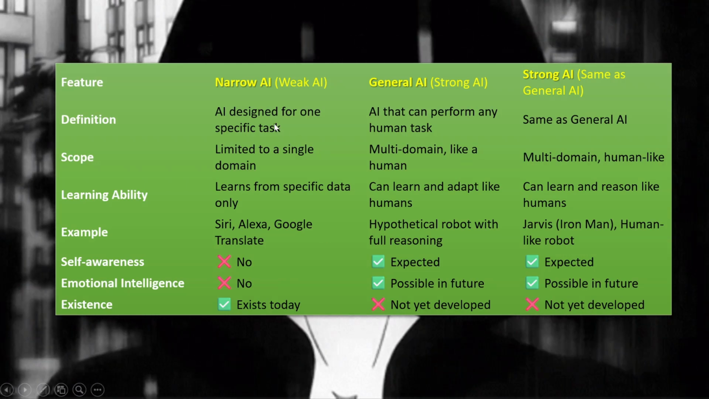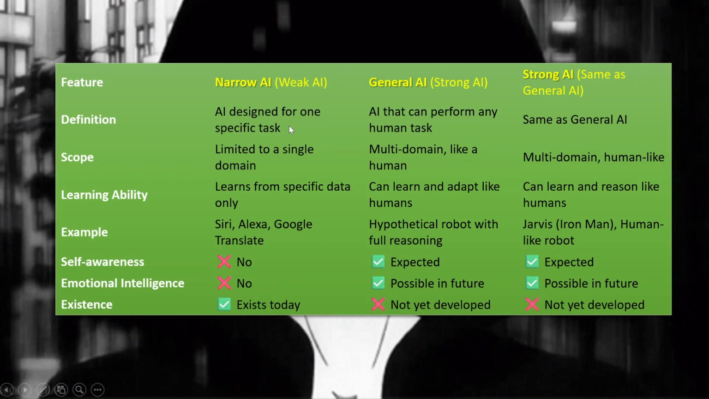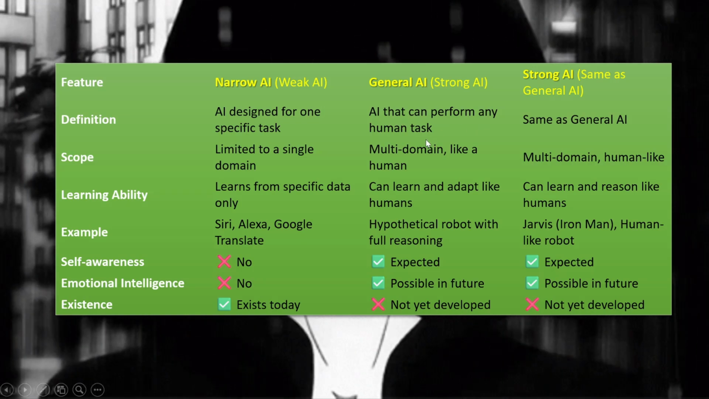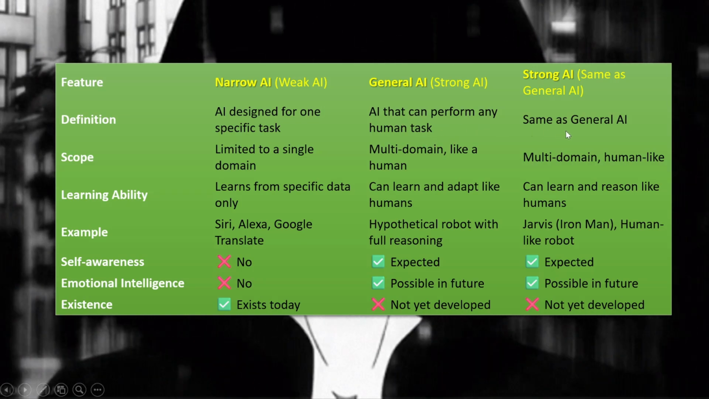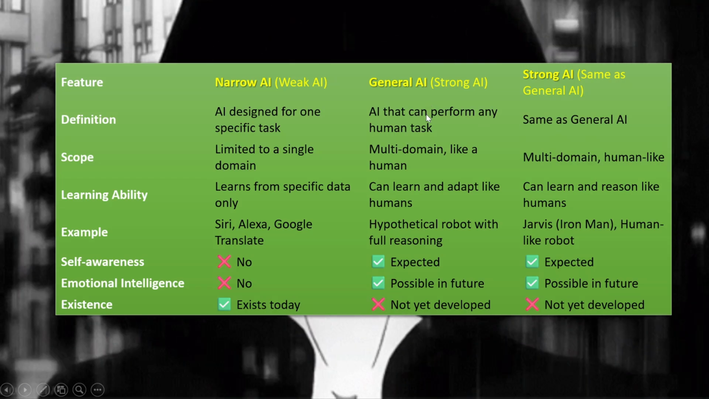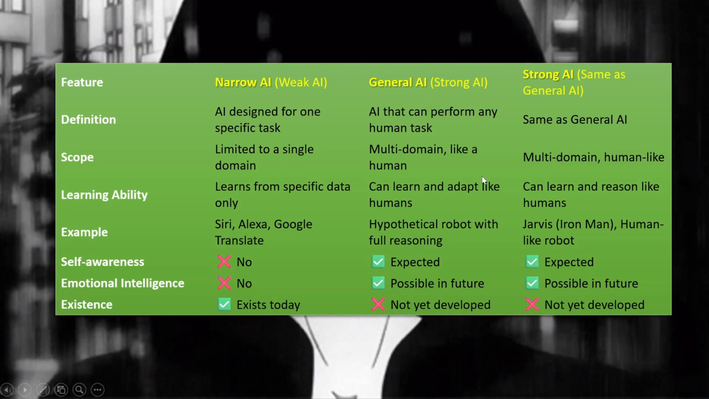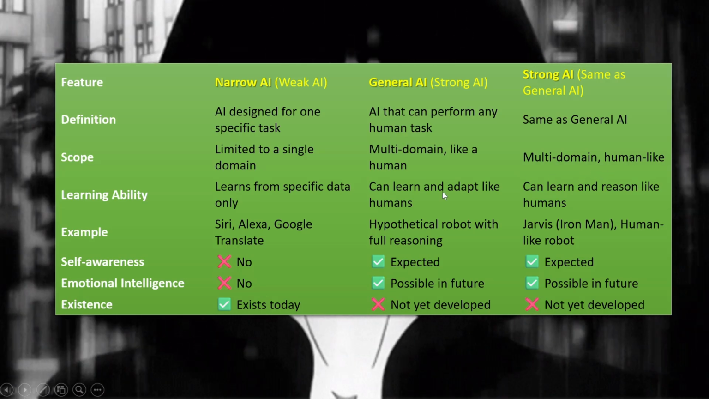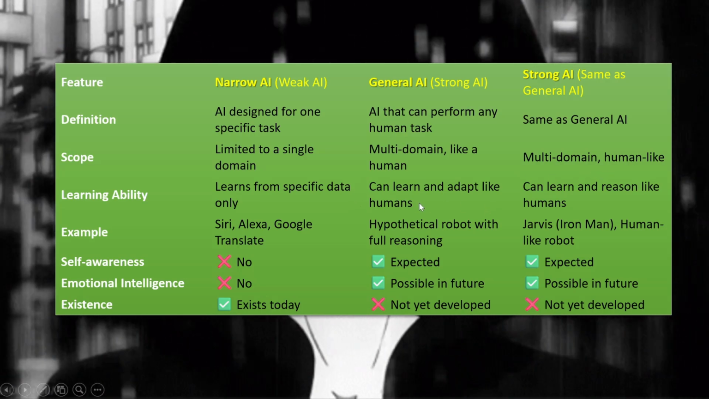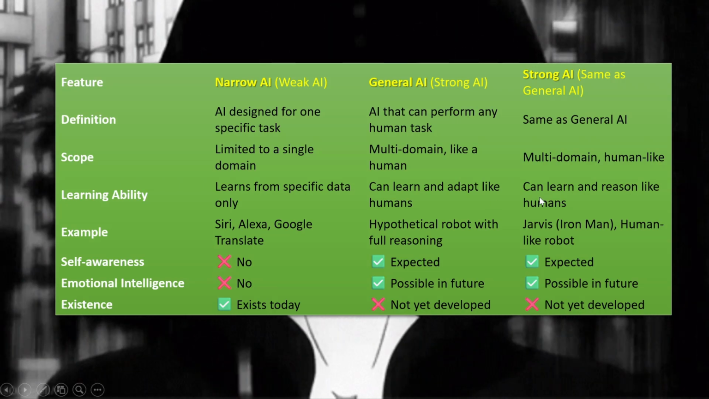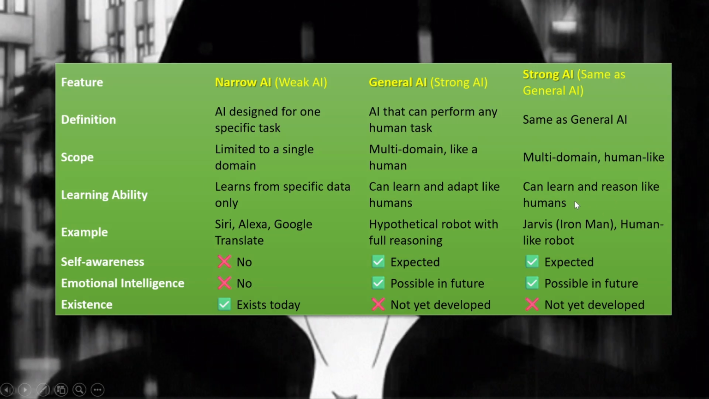So I think narrow AI does only one specific task, and general AI can do generally any human task. It's better than narrow AI. And it is also described as limited, single domain, multiple domain, and human-like. It works with specific data, is adaptive, and can learn, strongly like a human.